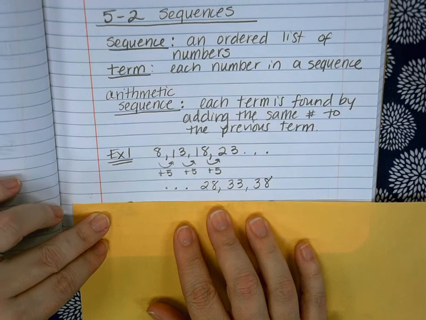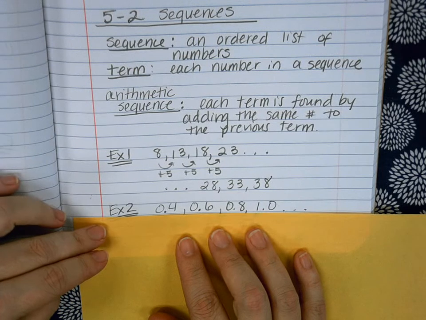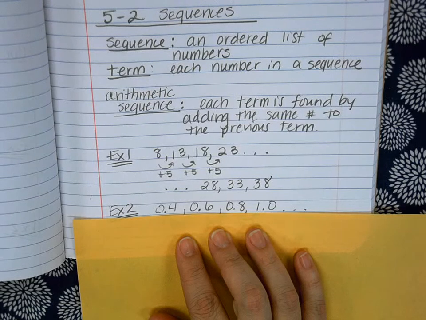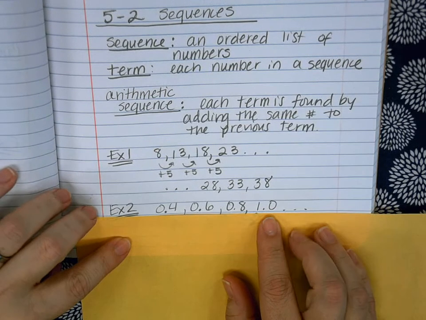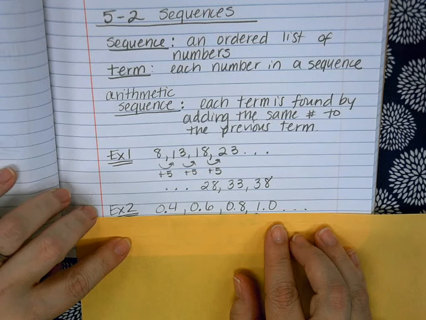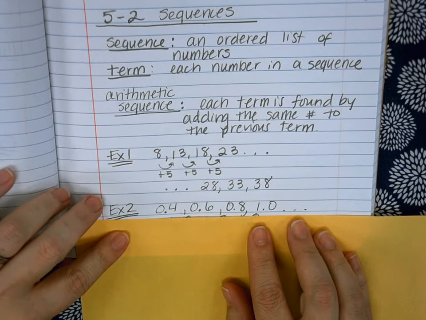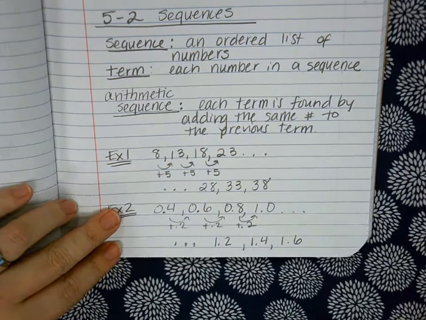Okay, good. Now what about if there's decimals? It's the same. What is this going up by? 0.2. Good, thank you. So what would be the next term? 1.2, then 1.4. Good, and 1.6. You're so smart.